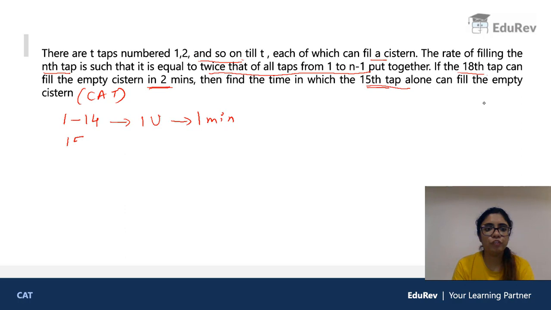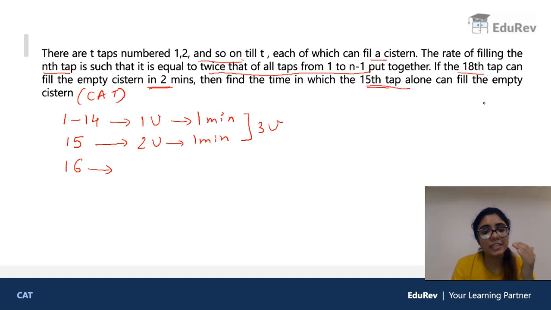So if I ask you how many units the 15th tap will fill? They're talking about the rate of filling, so basically the number of units getting filled. Okay? So the 15th tap will fill double of 1 to 14, so it will fill 2 units in 1 minute. Now if I ask you how much the 16th tap will fill? See, the addition of these two is 3 units. So the 16th will fill double of 3. So the 16th will fill 6 units in 1 minute.